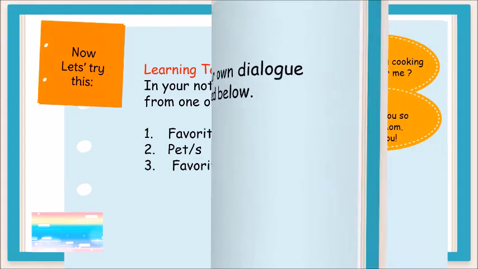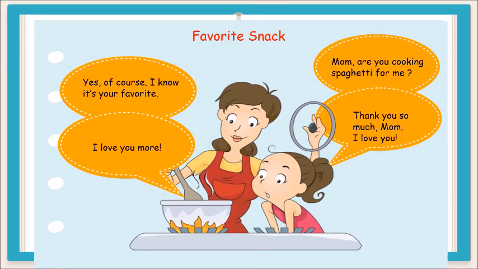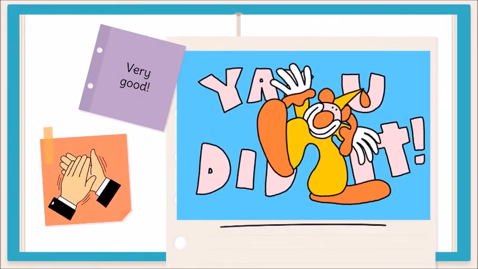This is a sample answer of this activity. For favorite snack. Mom, are you cooking spaghetti for me? Yes, of course. I know it's your favorite. Thank you so much, Mom. I love you. I love you more. Did you get it right? Very good.